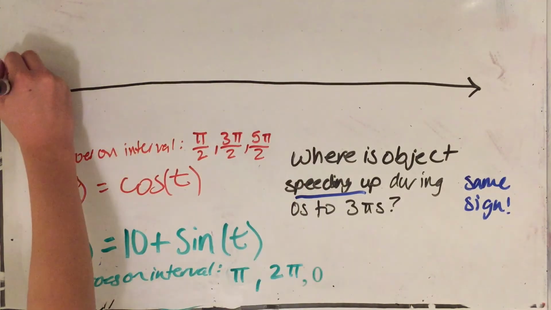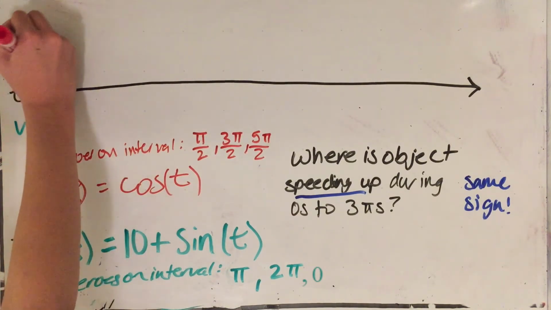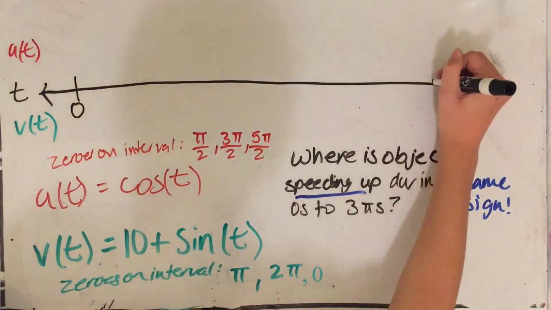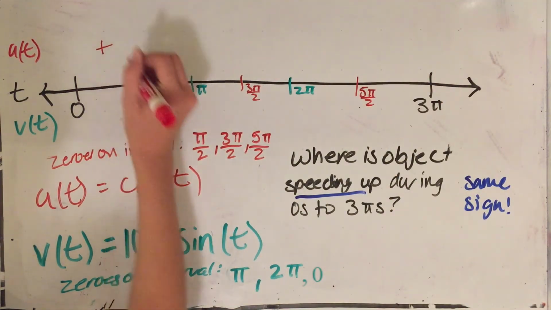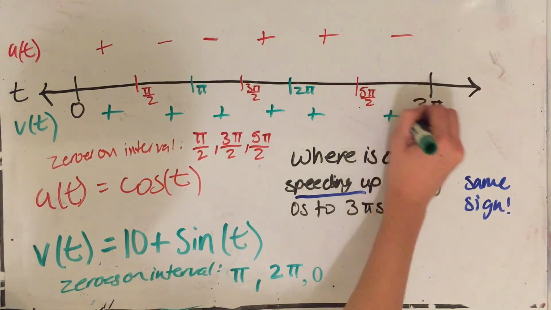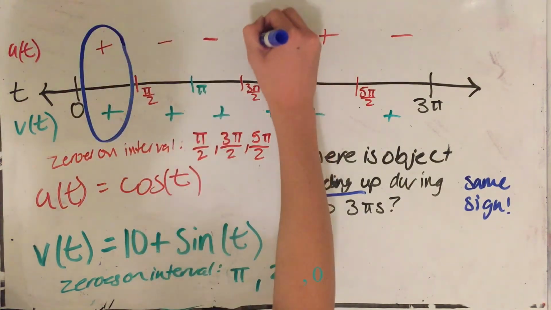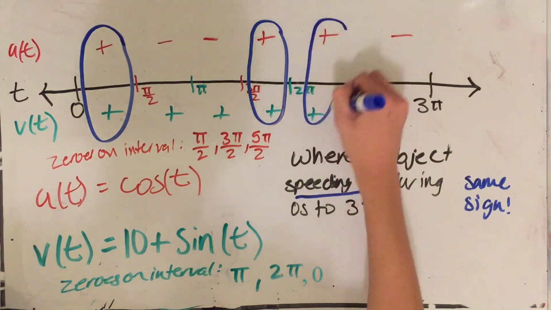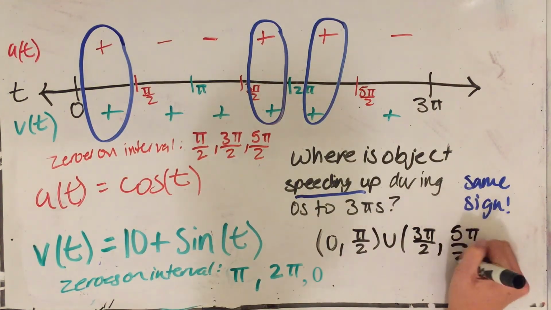Label the number line as time with velocity and acceleration marked on either side. Now, put the zeros of each function on the number line. For both velocity and acceleration, mark whether the final value will be positive or negative for a number inside each of the new smaller intervals. Circle the intervals that have the same signs for both. Write these in interval notation and you have indicated where the object is speeding up.